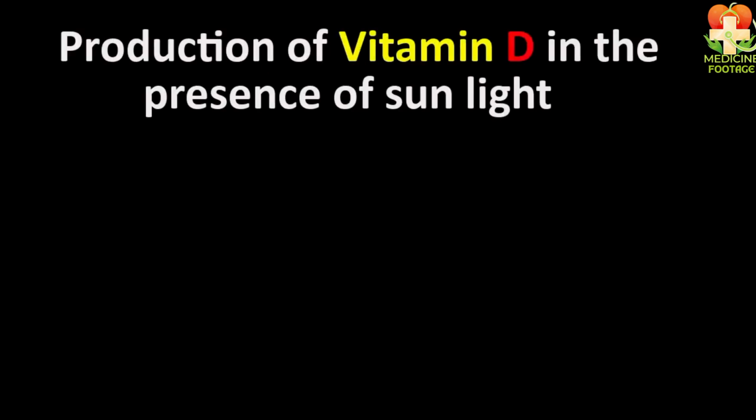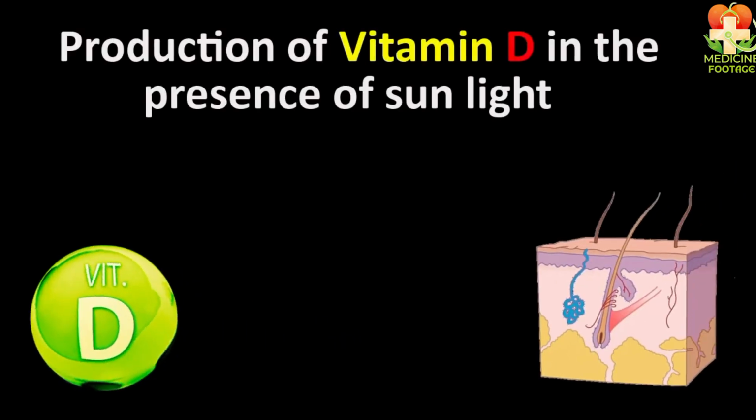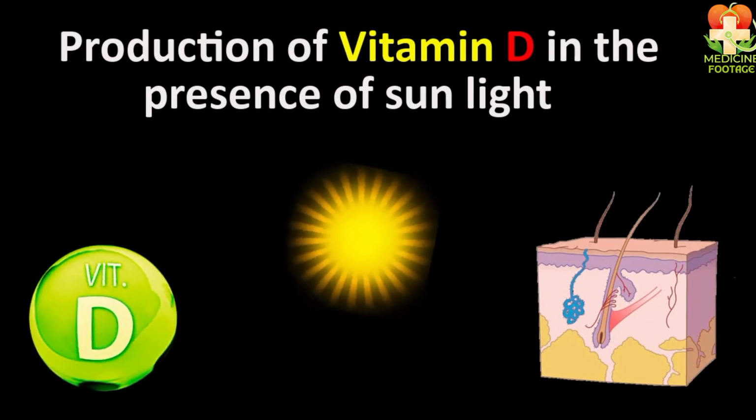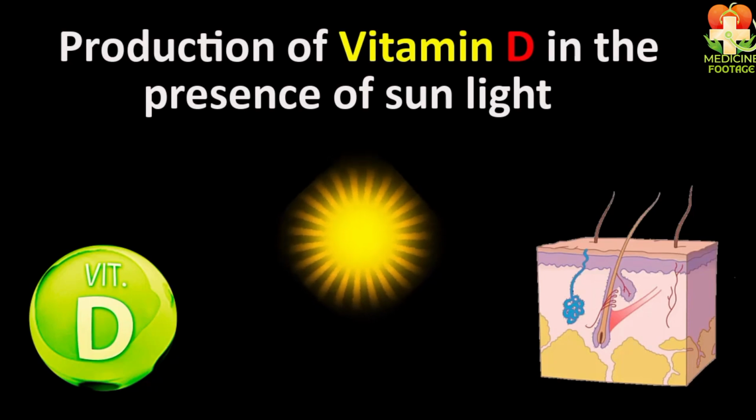Number 5, vitamin D production. The skin produces vitamin D in the presence of sunlight. As soon as sunlight falls on the dermis layer of the skin, vitamin D production begins.